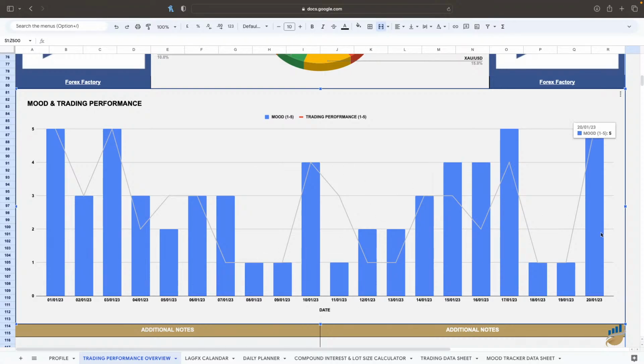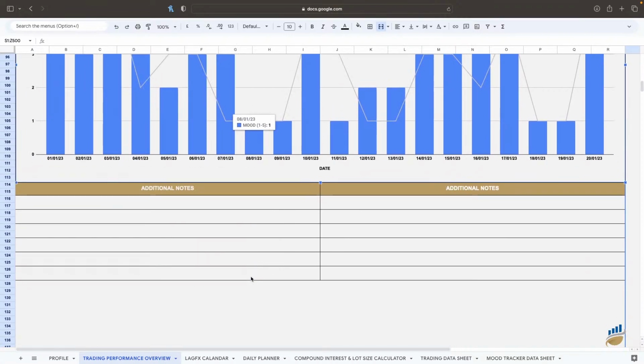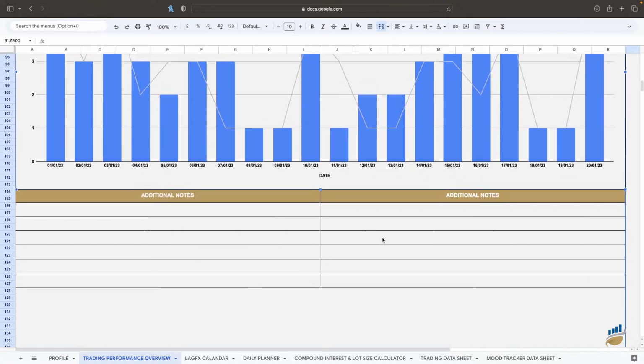This is designed to help filter things through, find what pairs are best to trade for yourself personally, what positions you should be looking at trading, what type of mindset you need to be in, and really refining things to the point where, if you are in a bad mood that day, don't even look to place any positions. Because looking at previous data, it's evident that when you're in a bad mood, you often lose trades. Additional notes: this is just where you'll be able to put additional notes.